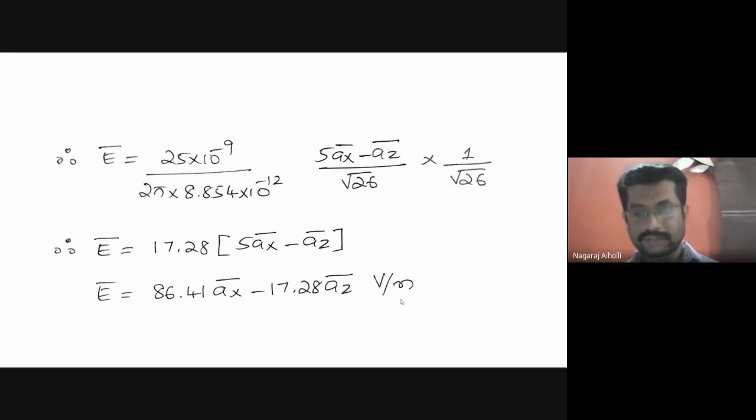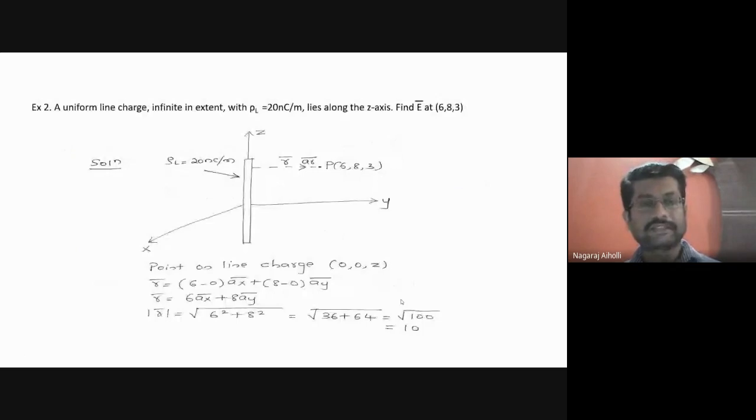Okay, let us move on to the second example. Take this example, students. A uniform line charge, infinite in extent, with rho L equal to 20 nanocoulomb per meter, lies along the z-axis. Find E bar at (6, 8, 3).